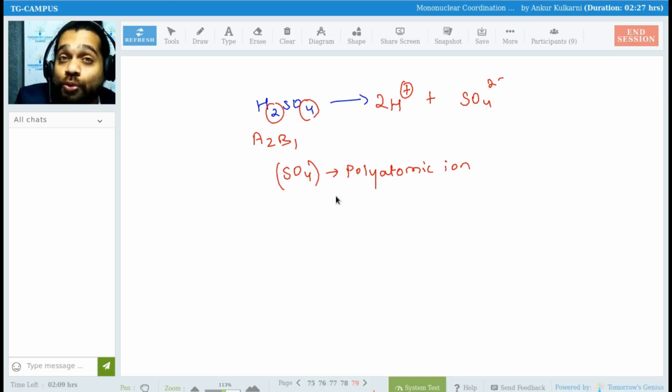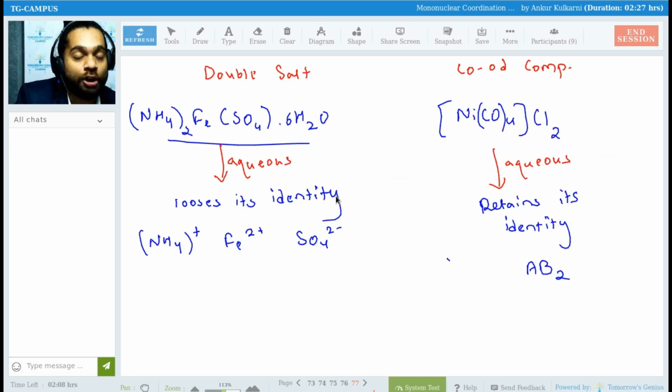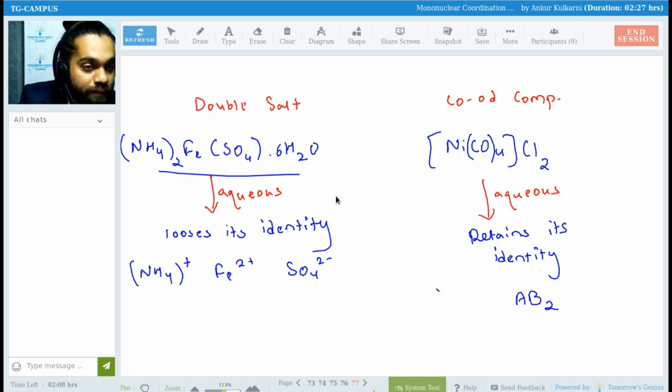Yeah. So please do not make this silly mistake. Many times in competitive exams, when we are solving, we make this silly mistake. So do not make that silly mistake. Okay. Is the difference between your double salt and the coordination compound clear, everyone? Is the main difference clear? Okay. Chalo. Now let us go ahead.